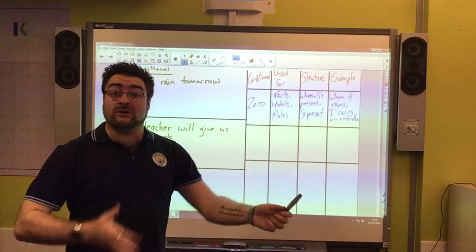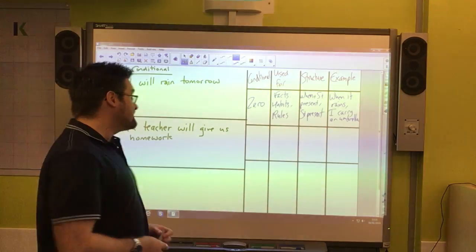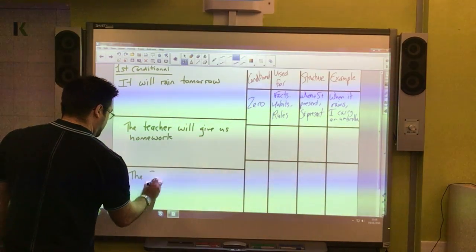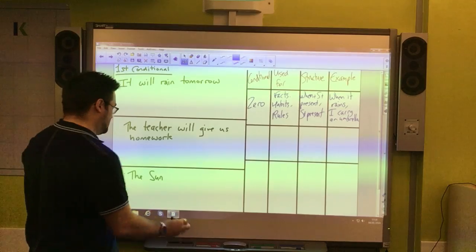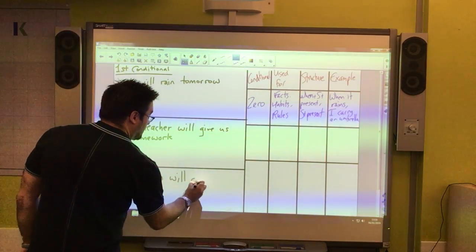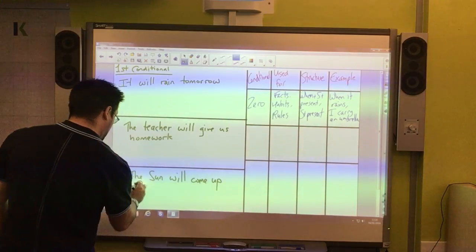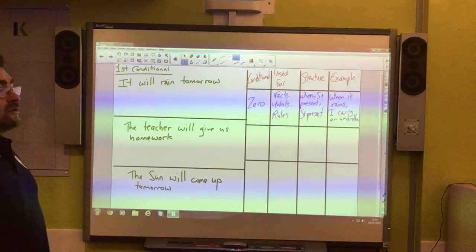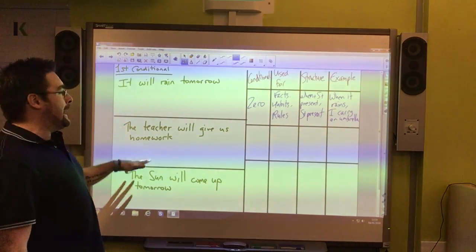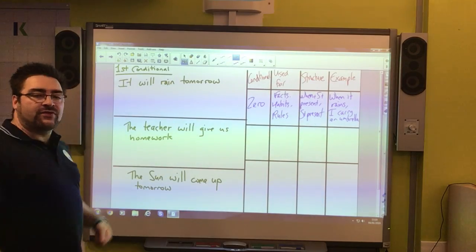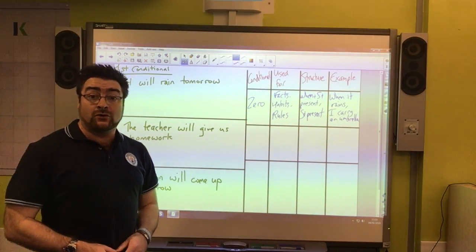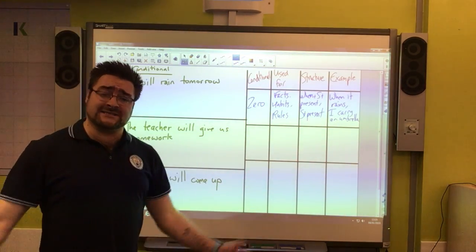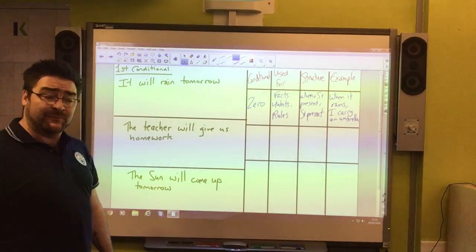Generally, that's a pretty good prediction. I will give some homework at some point. And finally, let's say something definite. So the sun will come up tomorrow. Okay, so we've got two things which are likely and one thing that is certain, or you can also say almost certain. Okay, hopefully there will be no natural disaster that means that the sun will not come up tomorrow.